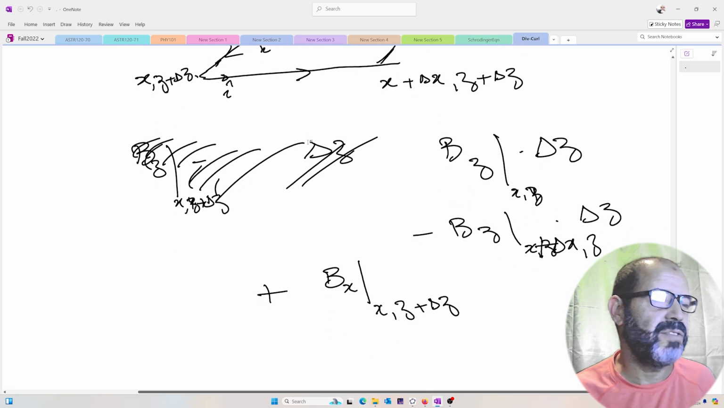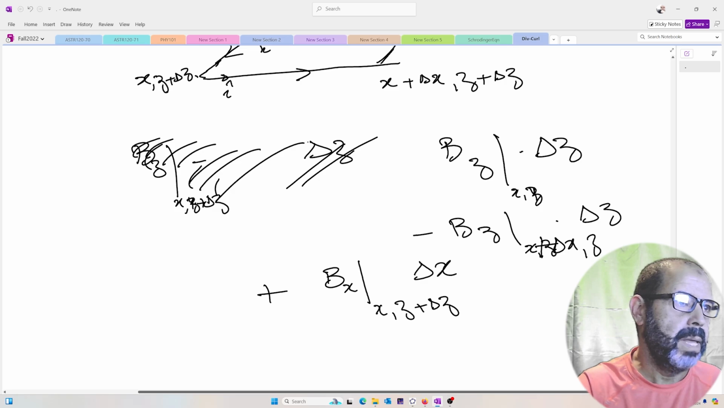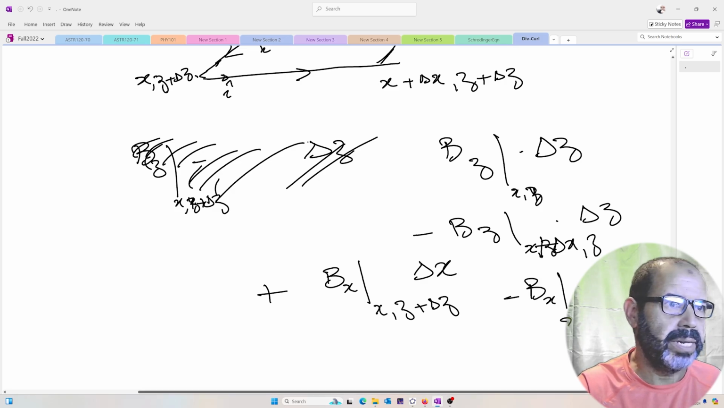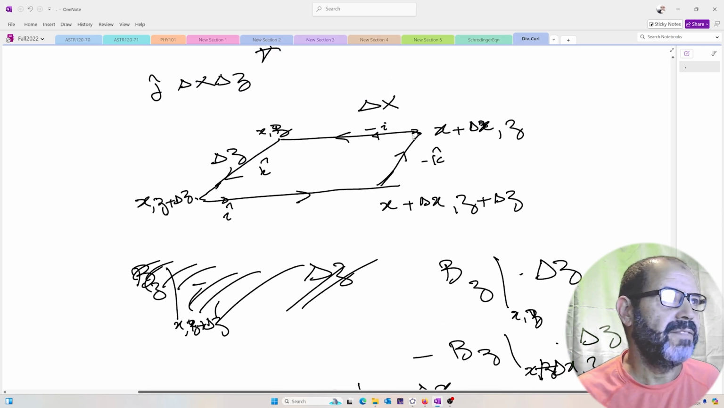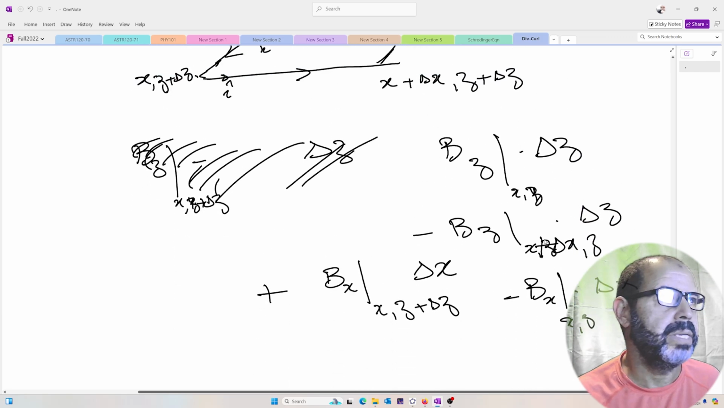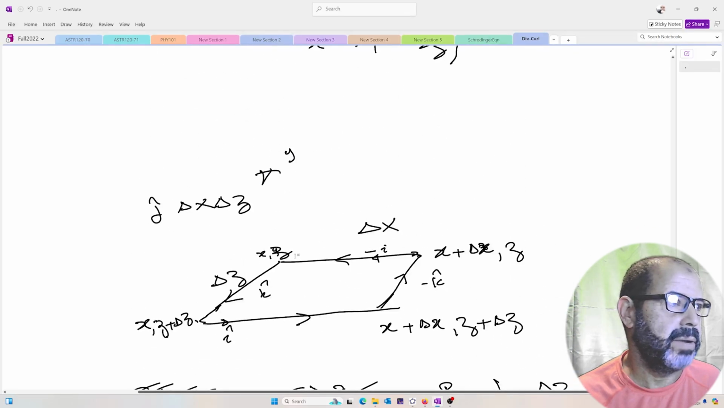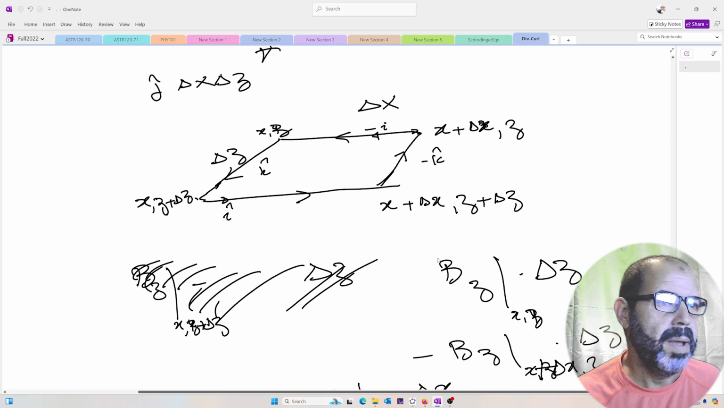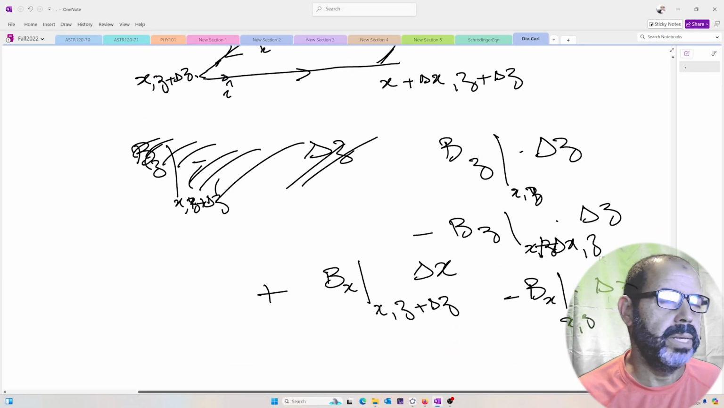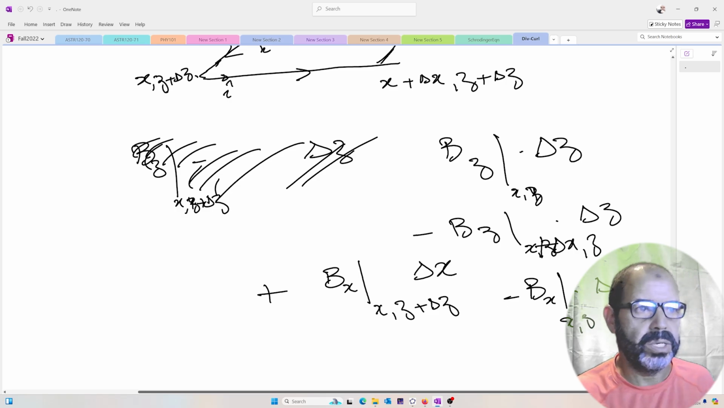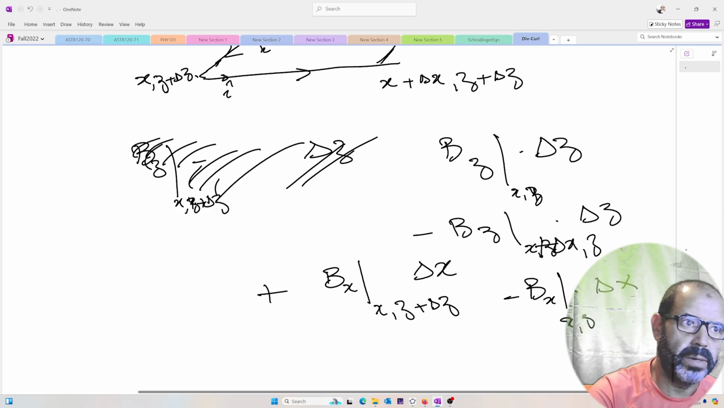Times the length of the path, which is delta x, minus bx, again evaluated at x, z, times delta x. Minus this contribution from this side, because the path in here is in the negative direction, and the vector b is the bx component. So it's the bx component, but again, x is this whole direction in here. So it doesn't matter if you pick it up in here or in here, because the delta z's are going to go to 0, so that's why we really are not too concerned about them in this direction here.